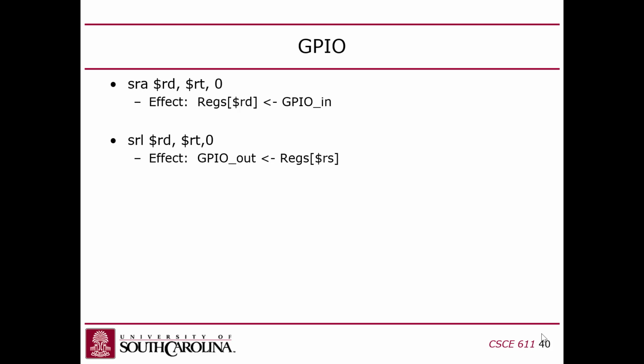We thought, why don't we take advantage of some redundancy in the instruction set. If you do a shift right arithmetic and your shift amount is 0, we can treat that as a read GPIO in. In other words, we'll have a GPIO in signal coming in, and we'll put whatever that is into a register whenever we execute that instruction. Likewise, if we want to send a signal out, we'll use a shift right logical with a shift amount of 0.